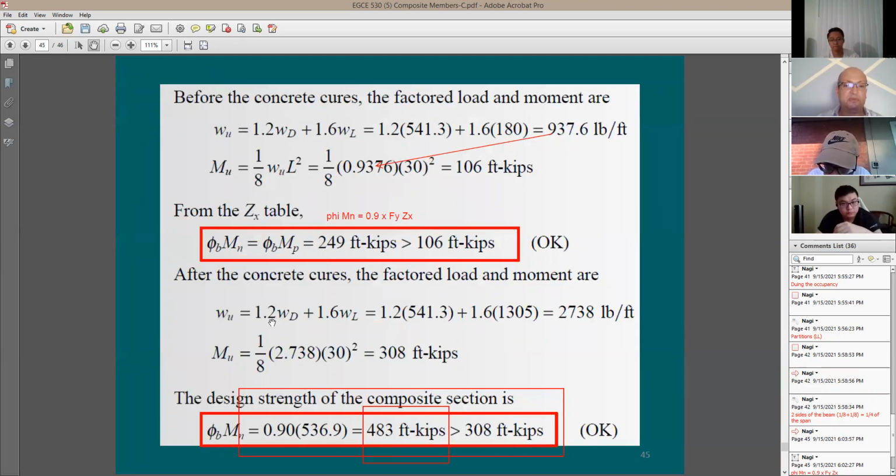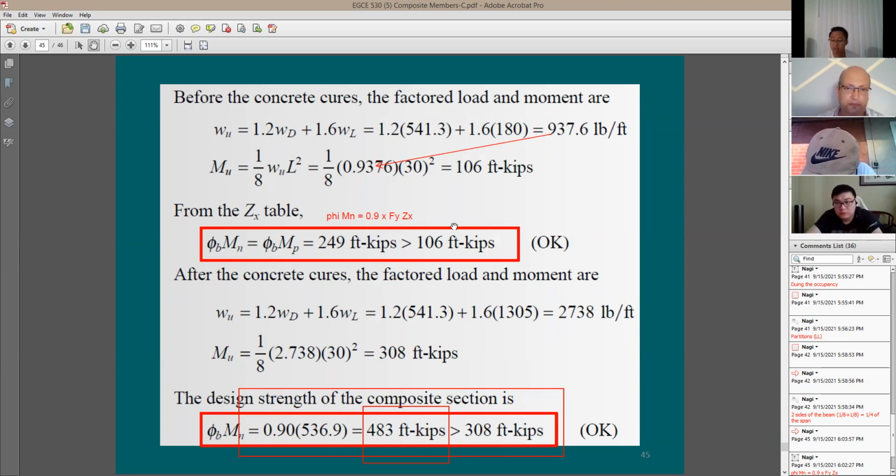I'm going to be taking here 1.2 dead plus 1.6 live. Here we go, 2.7 kip-feet per foot. Same thing, w L squared divided by 8. I have 308 kip-feet as my moment demand. Compared to the composite section strengths, we have good margin here. So this beam is good.